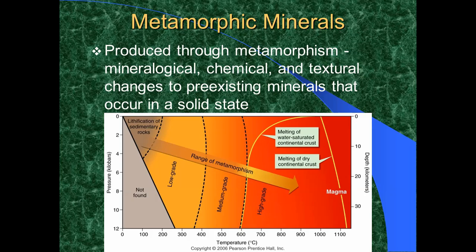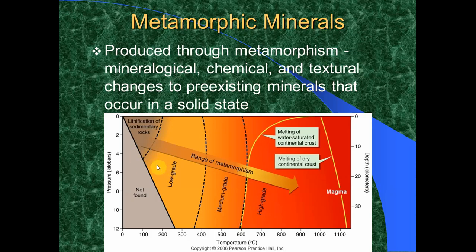So we can change the mineralogical composition, the chemical composition, or the textural appearance. Now, the important thing is that it occurs in a solid state. Whenever we melt rock, we're no longer dealing with metamorphism. We're dealing with magma, which would then generate igneous rocks.